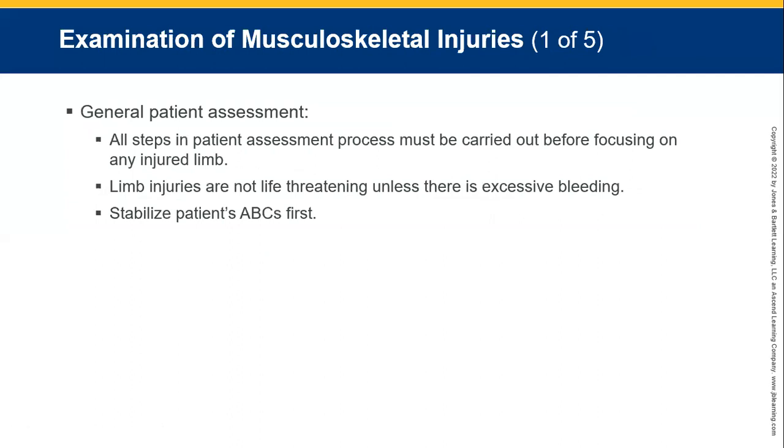When we examine musculoskeletal injuries, we always follow the steps of the assessment process before focusing on the injured limb. Obviously, if ABCs are failing, we need to provide CPR, or at least maintain airways and things like that. Limb injuries are not life-threatening unless there is an arterial bleed or excessive bleeding.